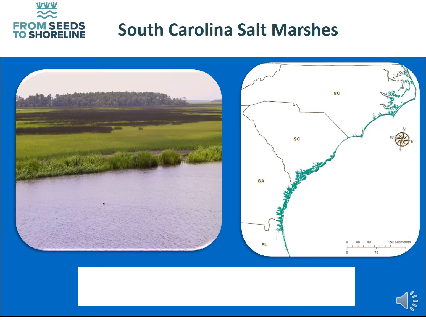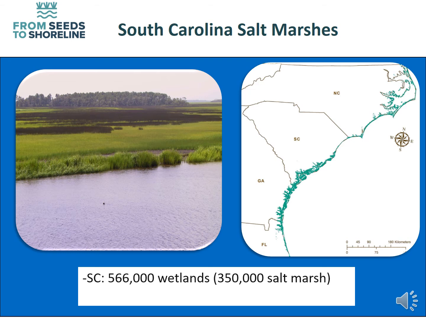So let's kick off this presentation with a basic overview of the salt marsh. The photo on the left of your screen is a shot of a typical salt marsh here in South Carolina. The picture on the right shows the distribution of the salt marsh ecosystem in the southeastern United States, spanning northern Florida up through North Carolina.